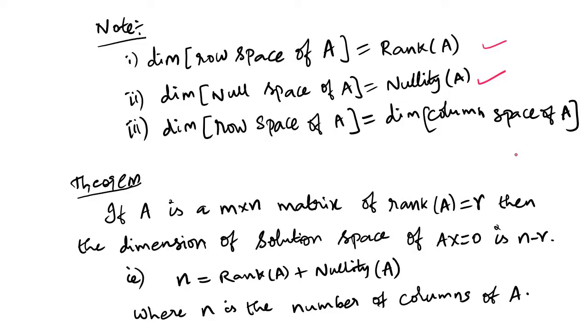And the theorem: if A is an m by n matrix of rank R, then the dimension of the solution space, which is nothing but the null space of Ax equal to 0, is n minus R. That is, n equal to rank of A plus nullity of A. Rank is the dimension of the row space, plus the dimension of the null space, which is called the nullity of A. And here n is the number of columns of the given matrix A.